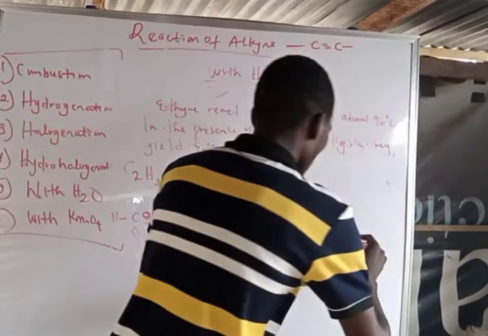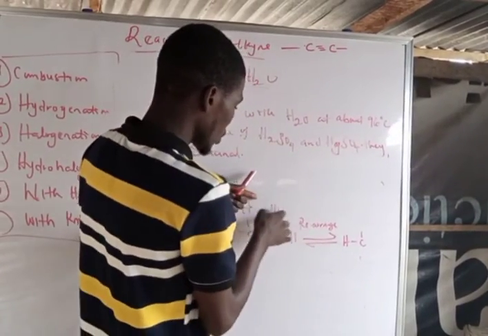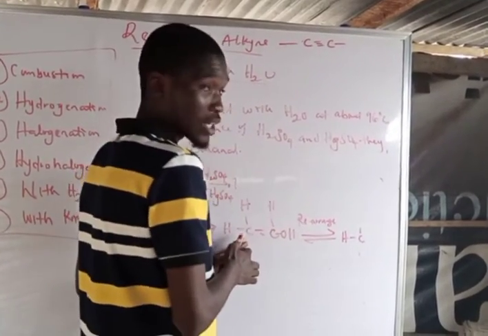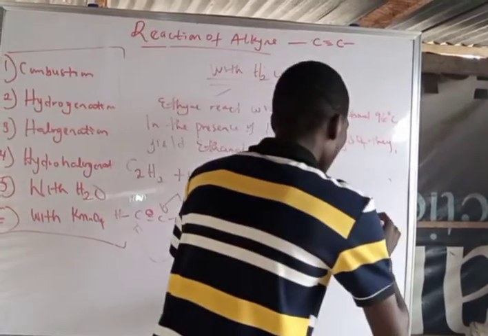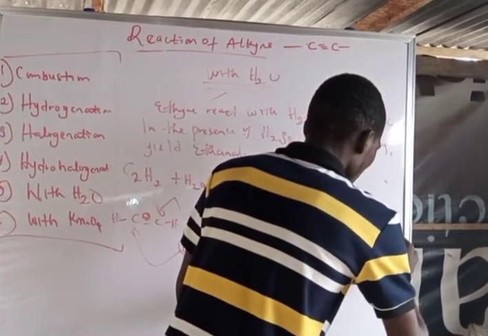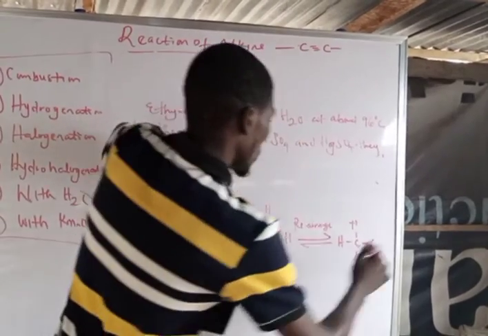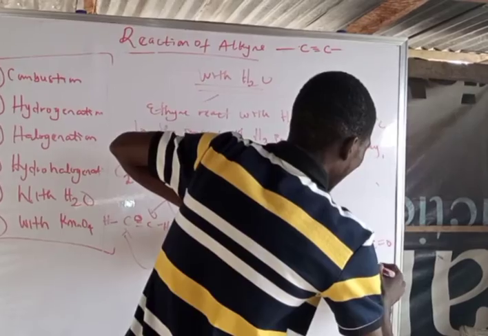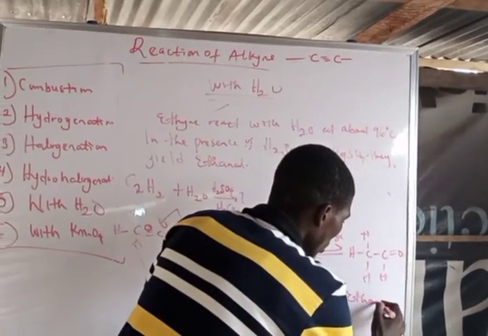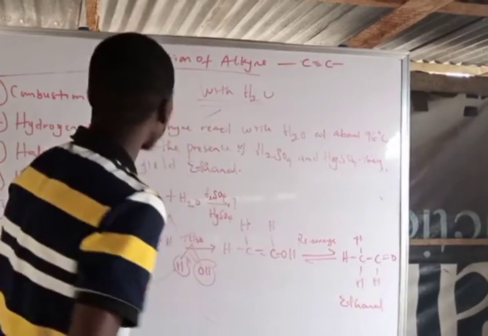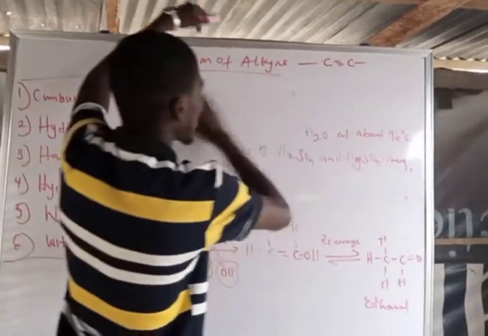So it's that. I have this. Mind you, this hydrogen atom here, we come to this particular place. And this double bond here will shift. So this one here will move here. So we have this to the double bond. And I have the hydrogen atom here. So I can call this ethanol. So the last one, which is with potassium permanganate.